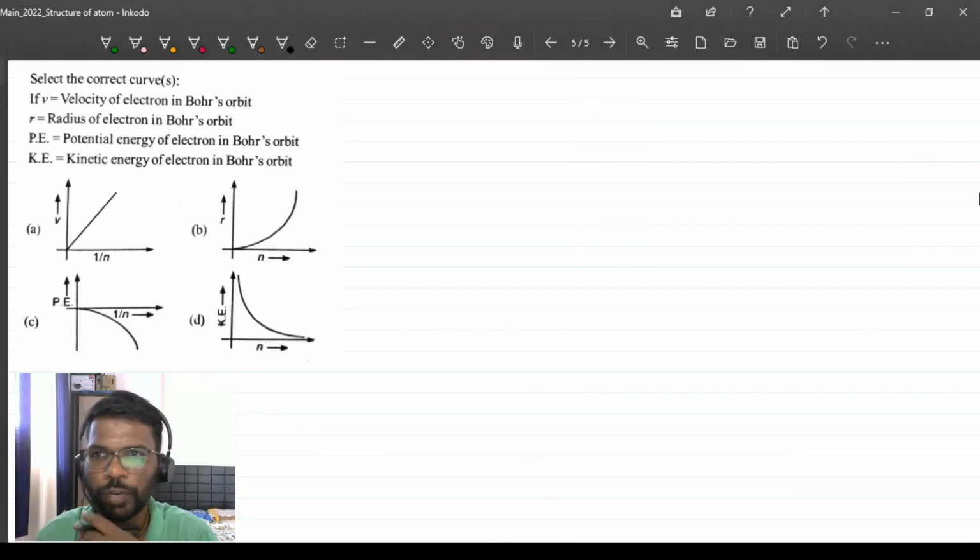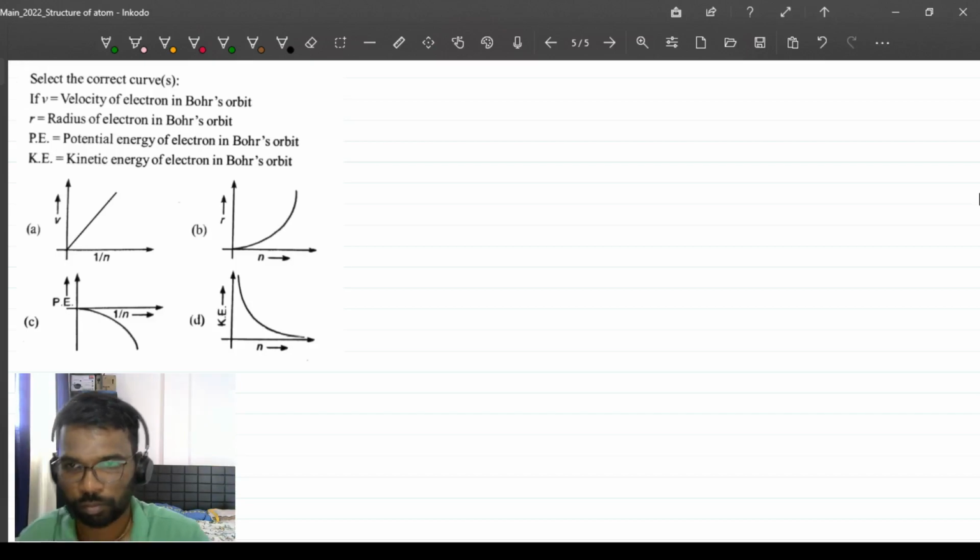Okay, here is the next question. The question says select the correct curves. If V is the velocity of the electron in the Bohr's orbit, R is the radius of the electron in the Bohr's orbit, P is the potential energy of the electron in the Bohr's orbit, and K is the kinetic energy of the electron in the Bohr's orbit. So here the question is asked in this manner regarding the curves. Okay, first let's look at this.